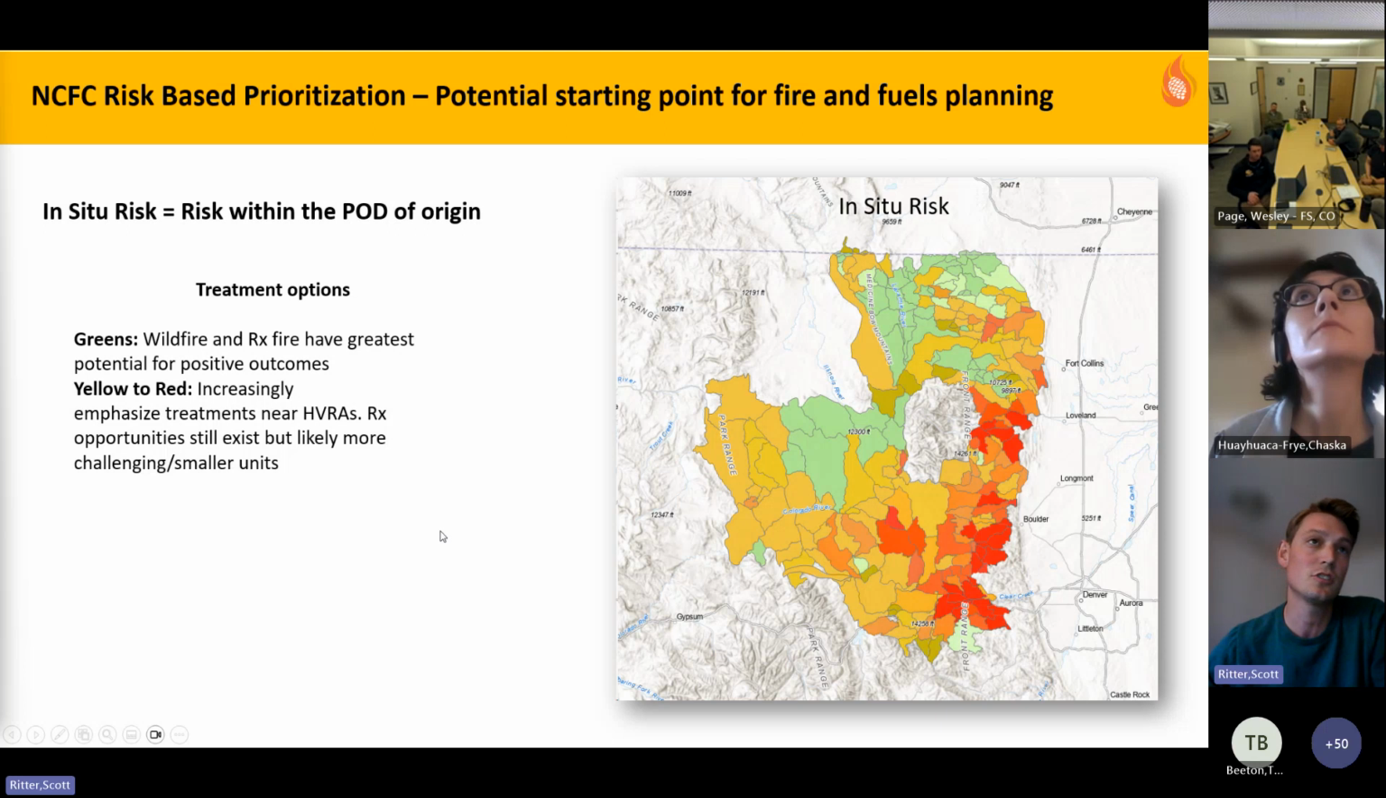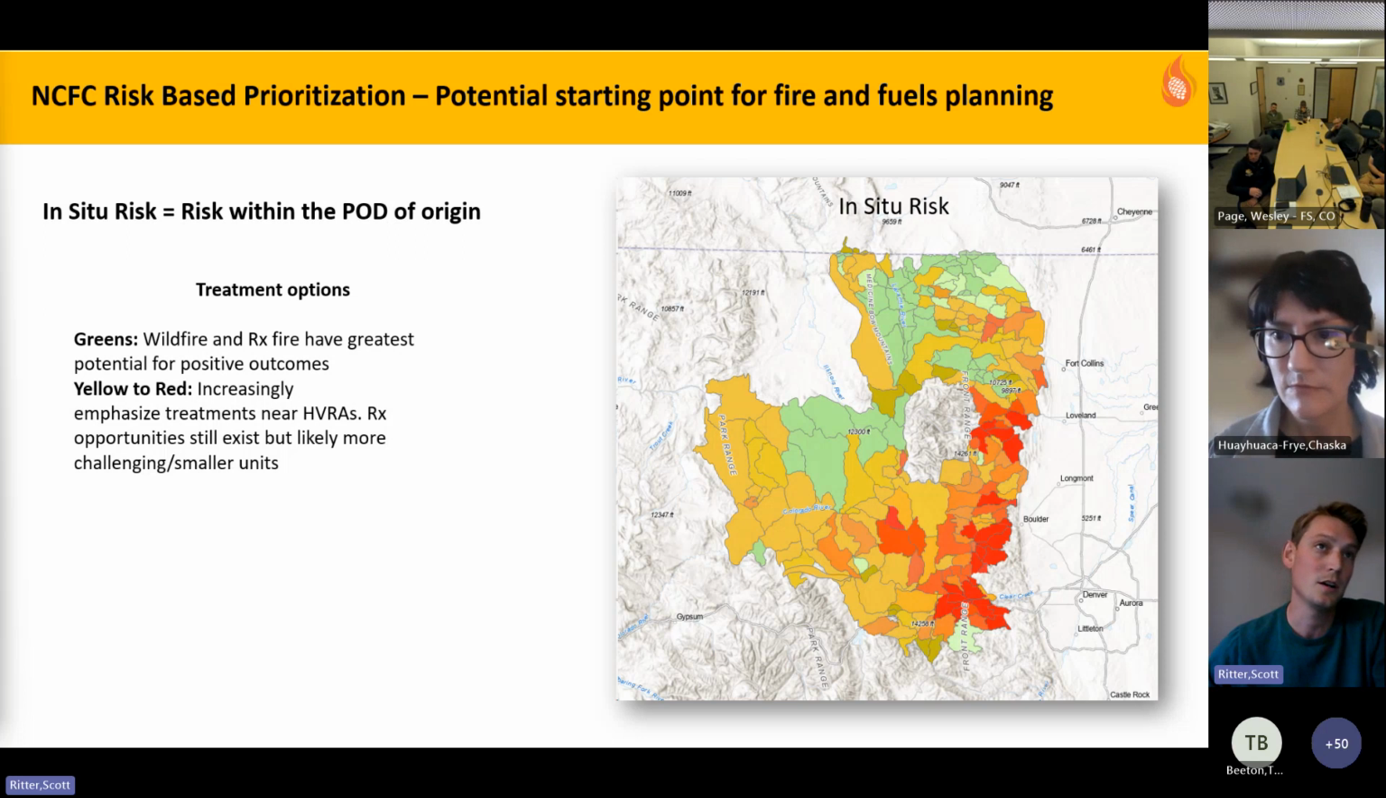And so this is a nice first cut way of understanding places on the landscape where we might expect wildfire or larger scale prescribed fire to have positive outcomes, versus other areas where there are just more risks to consider.